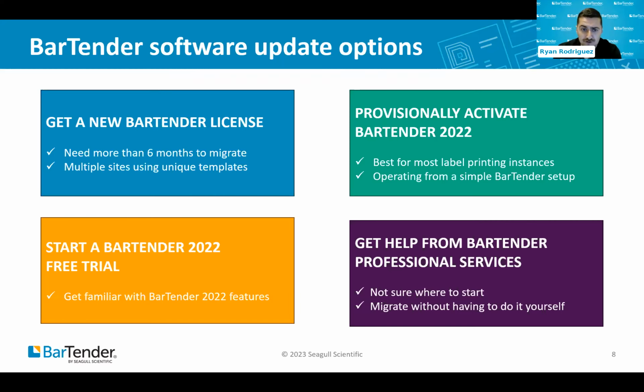But again, if you're still not sure where to start, or if you don't want to have to worry about handling the upgrade yourself, you can simply get in touch with our BarTender professional services team. And so for today's session, Lee will be walking us through how to get started with provisional activation. So I'll be passing the baton over to Lee.